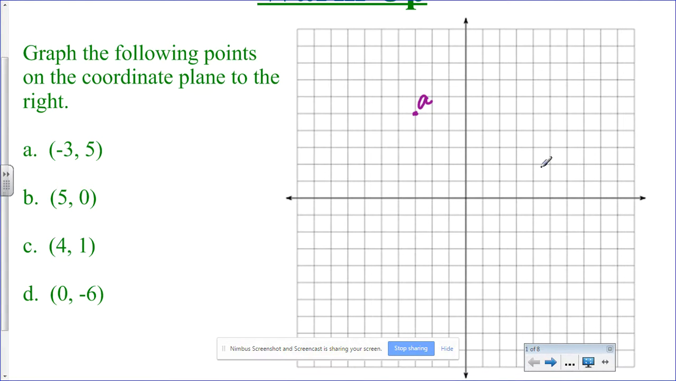For the second point, we are going to go right 5 and up or down 0. For the third point, we are going to go right 4 and up 1. And for the last point, we will go right or left 0 and down 6. So that's how you would plot those points on the graph.